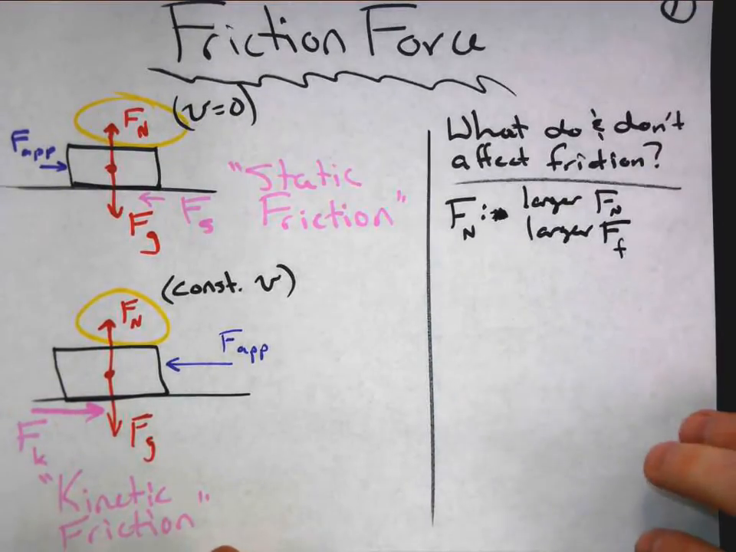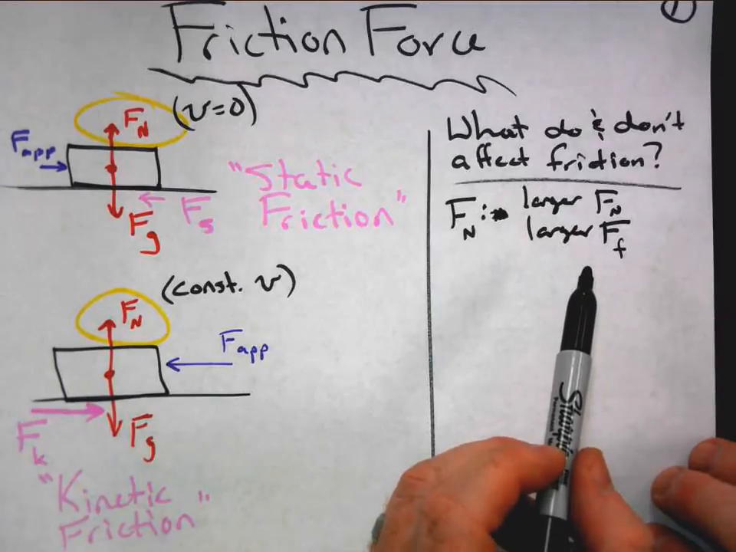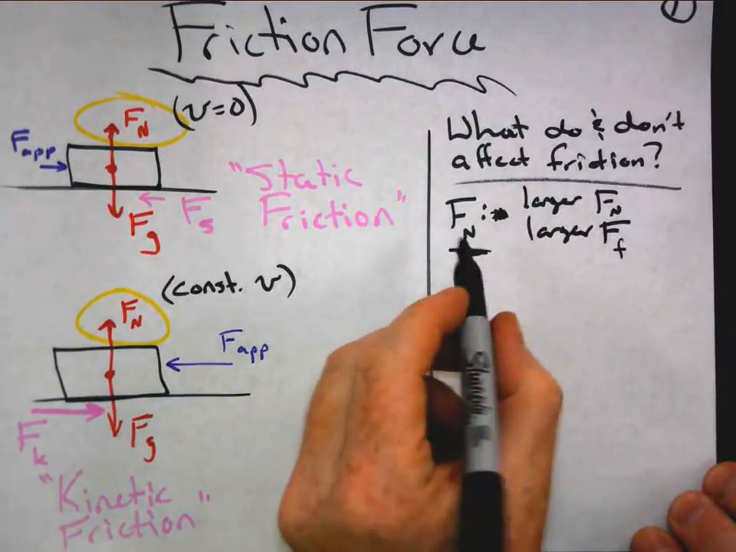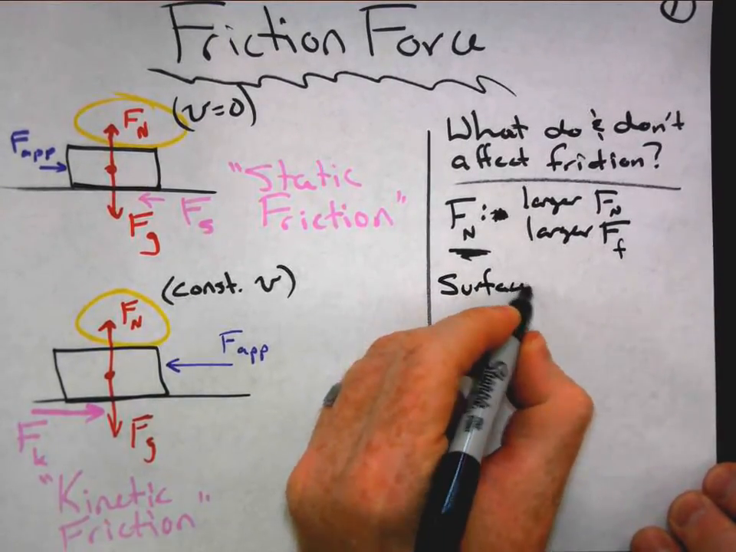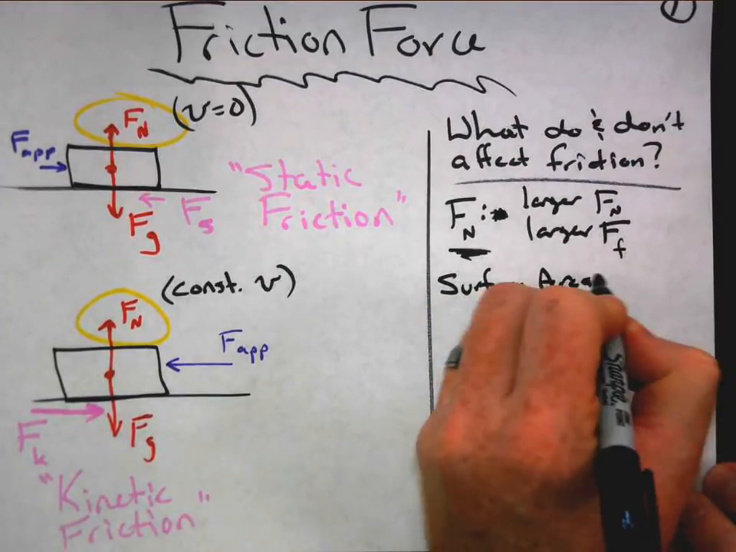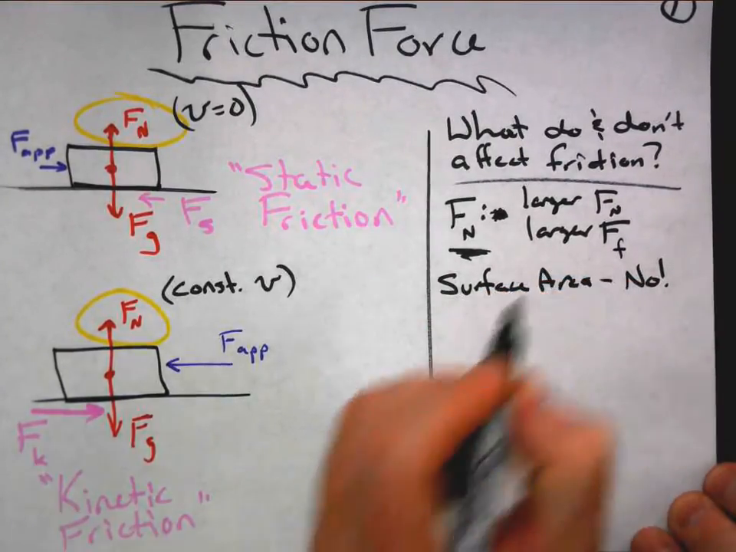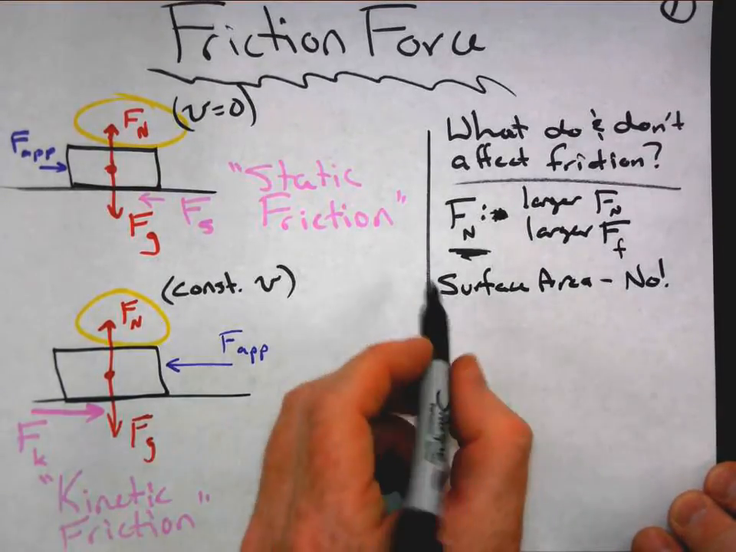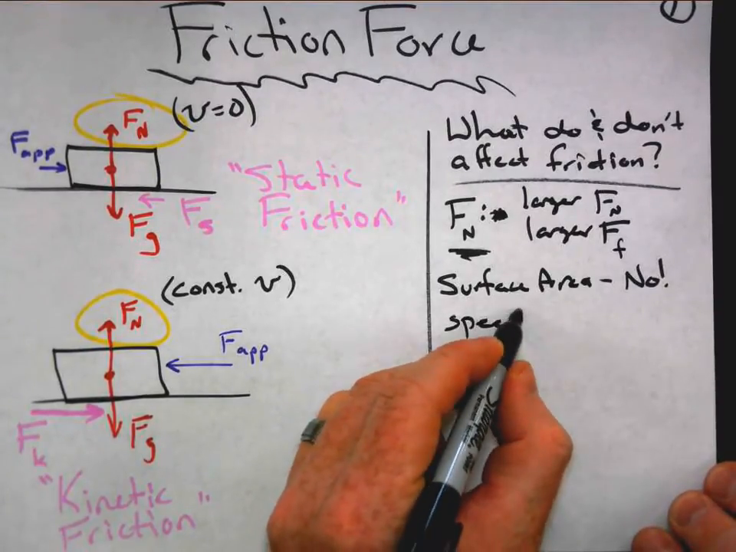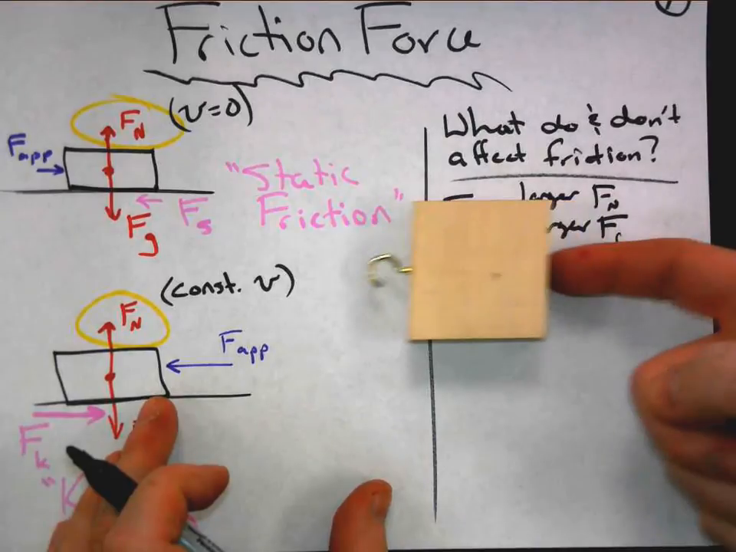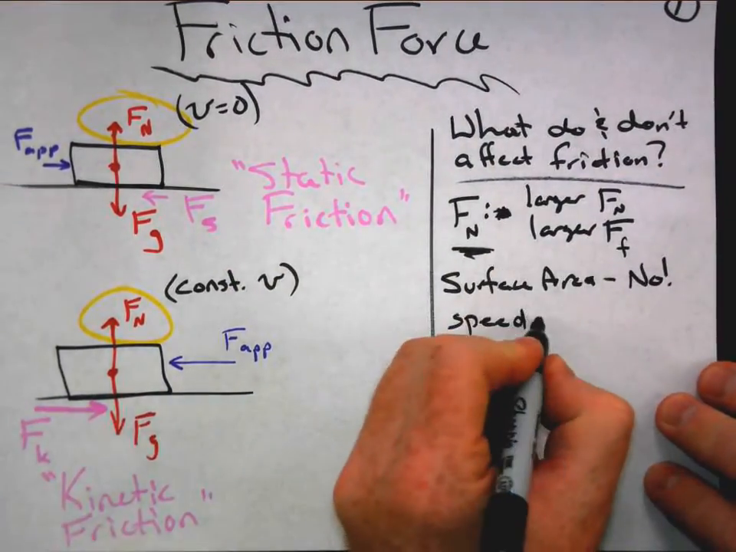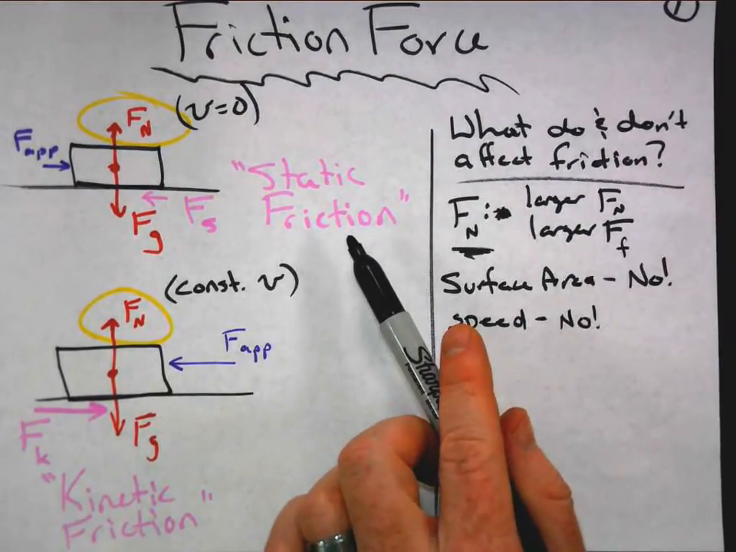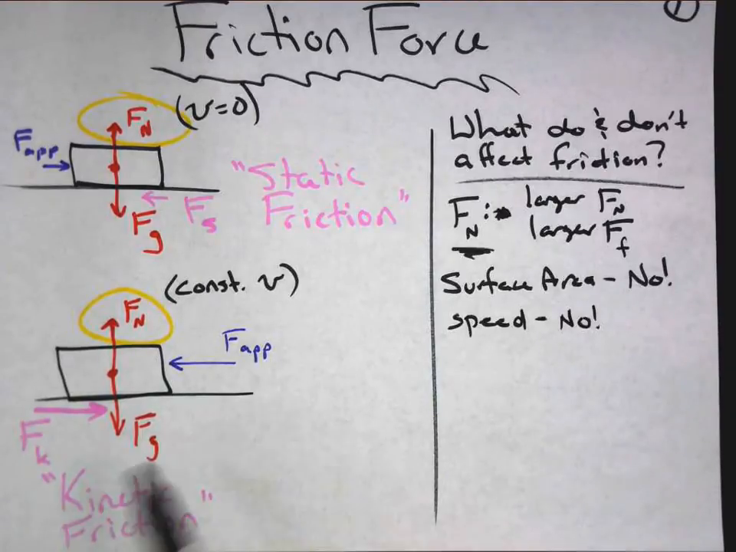Okay, now what else? So we know normal force does affect the amount of friction. Surface area does not. The amount of surface area in contact does not affect the amount of friction. Speed of the movement, how quickly it's moving. We could test that if we had to, and it turns out that does not affect friction either. Certainly it doesn't affect static friction because there's no movement, but it also doesn't matter with kinetic friction how quickly it's going.